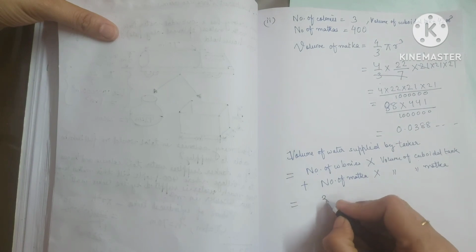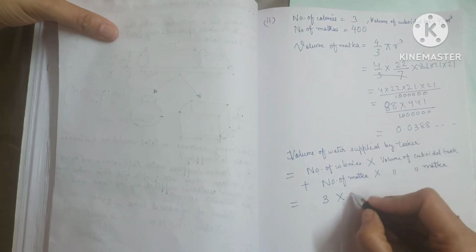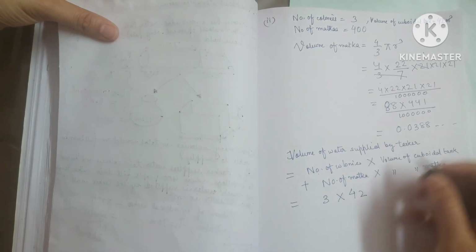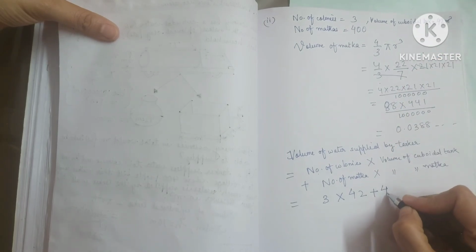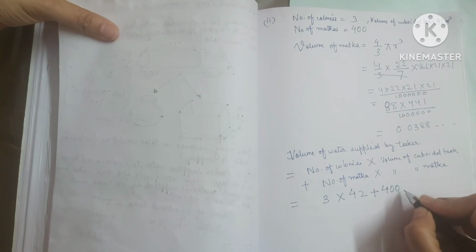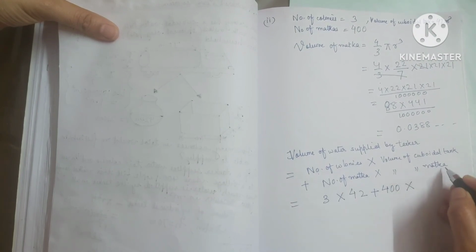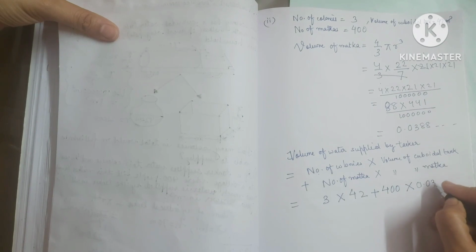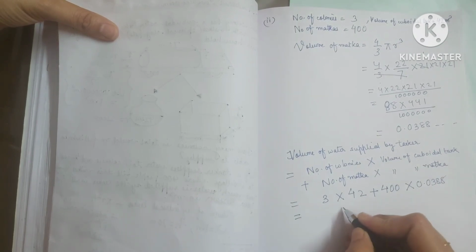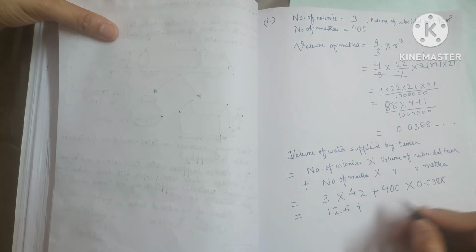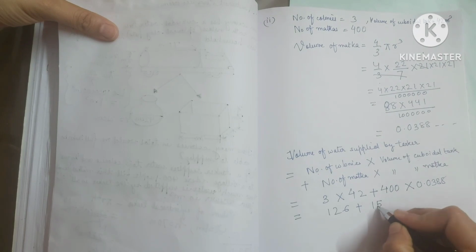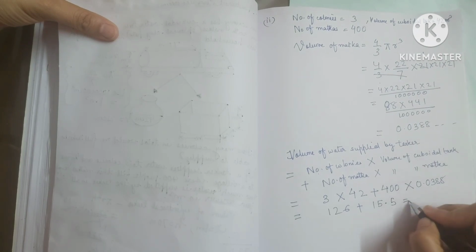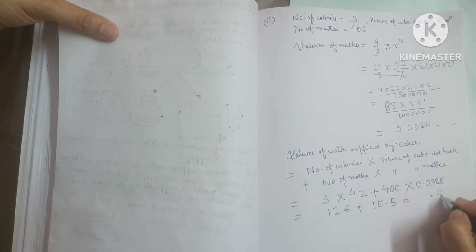So number of colonies is 3 and volume of cuboidal tank is 42. We have found that out, and I have written it here also, 42. Then plus number of matkas, equal to number of people, which is 400, multiplied with the volume of matka. Volume of matka is 0.0388. I don't want to go into further decimals. So this is 3 2s are 6, 126. If you multiply this, it will be roughly 15.5.